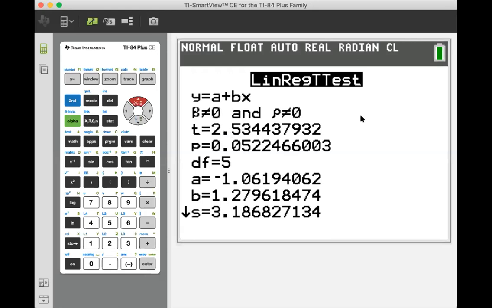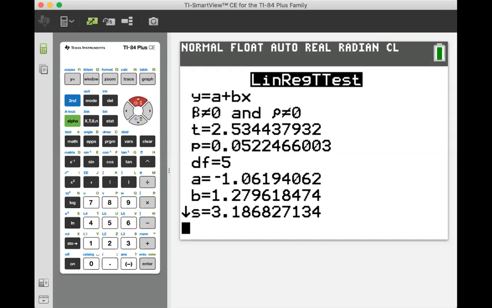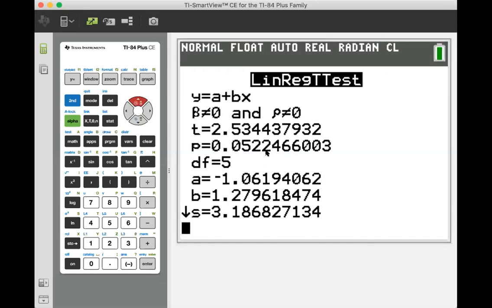And the p-value, to 4 decimal places, is 0.0522. Okay. And by the way, in all the problems, we will be given a significance level, so we'll know what to compare the p-value to. And most of the time, it's going to be either 0.05 or 0.01. All right. Now, what else do we got here?